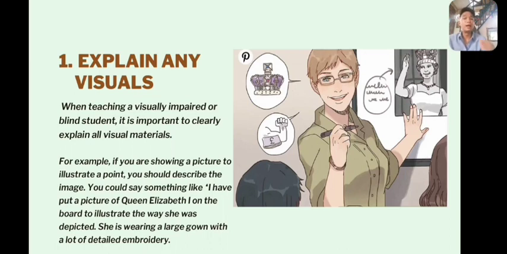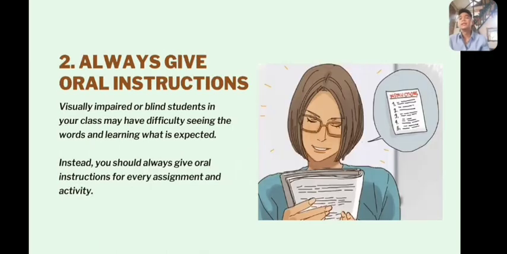She is wearing a large gown with a lot of detailed embroidery. This demonstrates her wealth and power." So we should explain any visuals to visually impaired or blind students. Number two, always give oral instructions. Visually impaired or blind students in your class may have difficulty seeing words and learning what is expected. Instead, you should always give oral instructions for every assignment and activity.